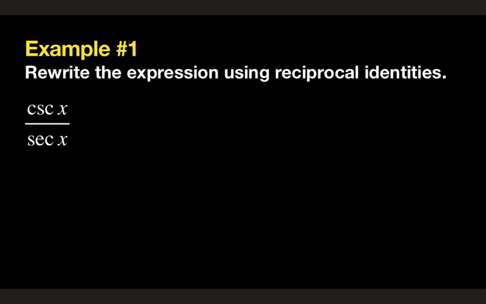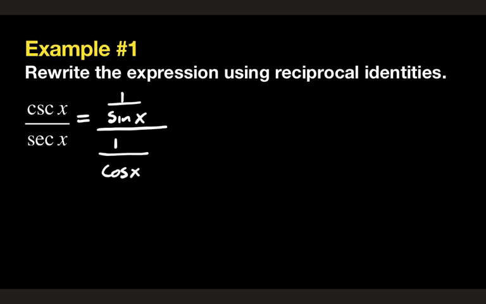Let's look at the first example. So we are going to rewrite this using the reciprocal identities. We're going to use everything that we already know. And the first thing that we're going to be working with is the numerator. So the numerator here is cosecant. So we know that cosecant is going to be 1 over sine x. And then you're going to be dividing this by 1 over cosine x.